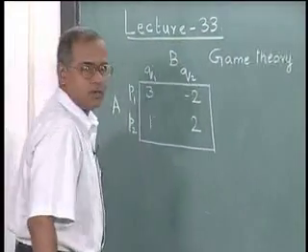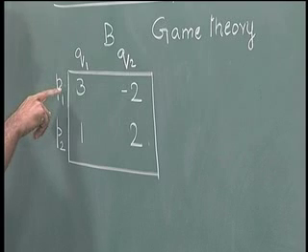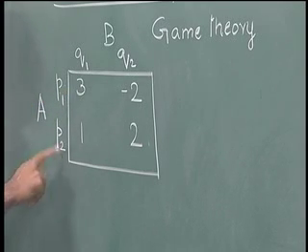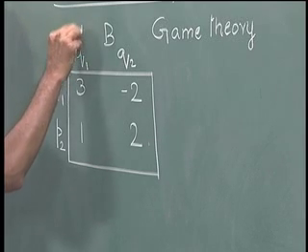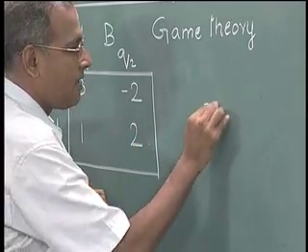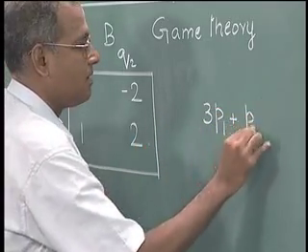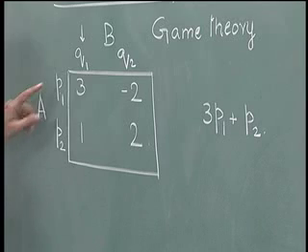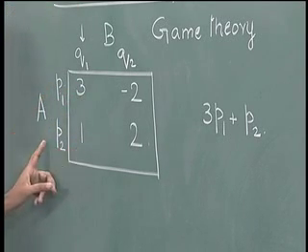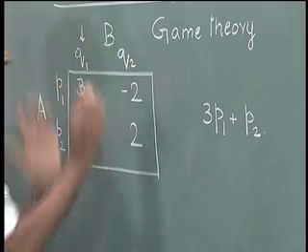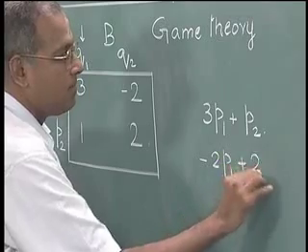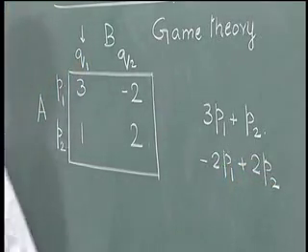So, what A would do is, if I play this strategy P1 proportion of times and this P2 proportion of times, and if B consistently plays this strategy, then A's gain will be 3P1 plus P2. If B consistently plays the second strategy, A will get minus 2P1 plus 2P2.